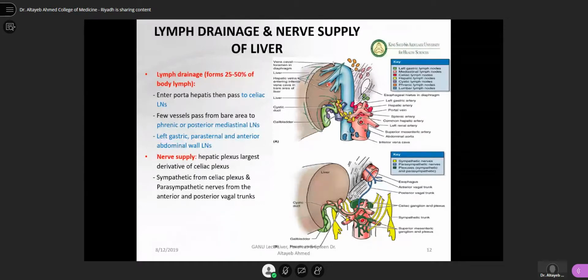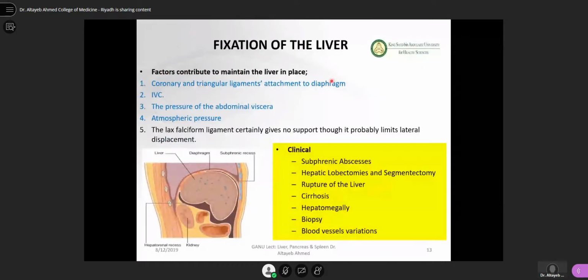The liver has branches coming from the celiac, and actually it is the largest branch. The sympathetic arises from the celiac, while the anterior and posterior trunks of the vagus contribute to the parasympathetic component of the celiac plexus. So what are the structures that support the location of the liver and keep it in place, though its weight is 1.5 kilograms?